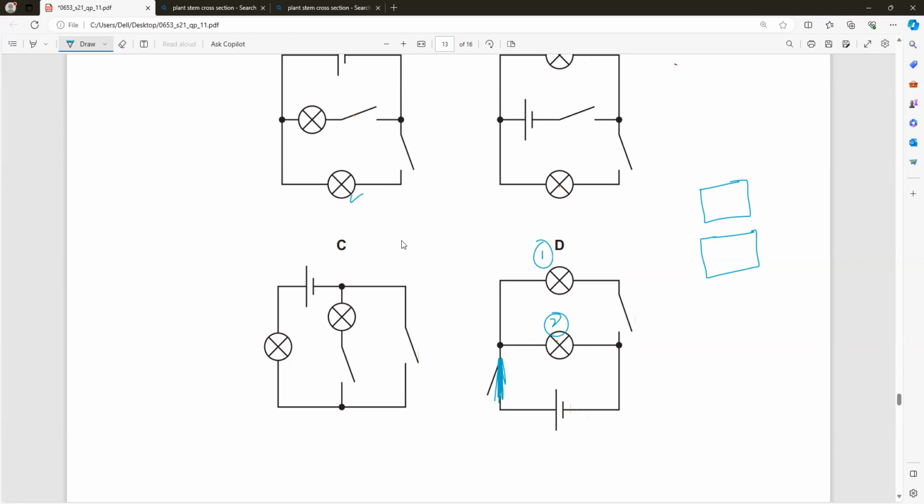Bulb 2, sir. Bulb 2 will glow because this is a closed circuit. Am I right? Yes, sir. Now, without closing this switch, current cannot pass to bulb 1. Am I right or wrong?